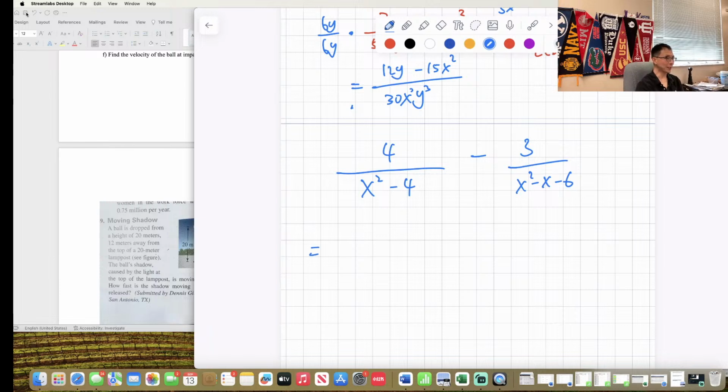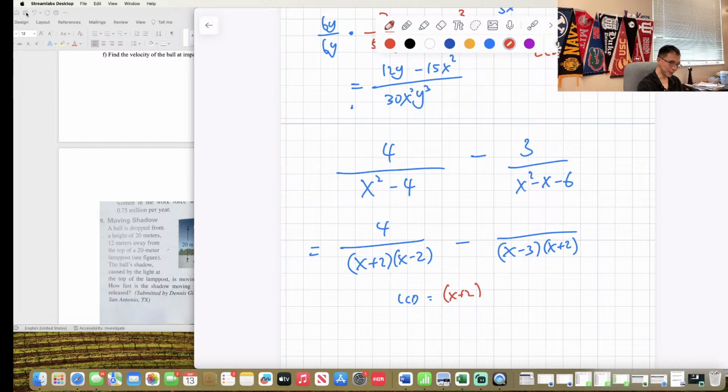So now I'm going to factor the bottom. Is that okay? And I'm going to factor here, x minus 3 and x plus 2, right? So then what's the LCD here though? We're going to pick what they have in common first. In this case, what they have in common is x plus 2. So this is x plus 2. Okay? What do they have that's different?